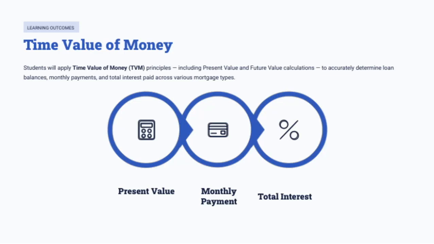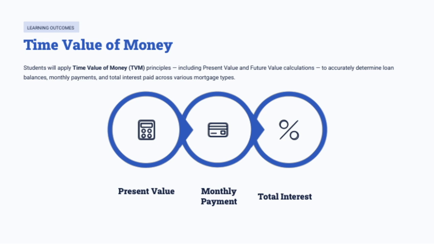Now, let's focus on some key concepts related to mortgage calculations. First, we have present value, which is essentially the current worth of future payments, based on a specific discount rate. Then, there's the monthly payment, which is the amount you pay each month to gradually pay off your loan. Understanding how to calculate these helps us see the true cost of a mortgage. We also look at total interest, which is the total amount paid over the life of the loan beyond the original principal.